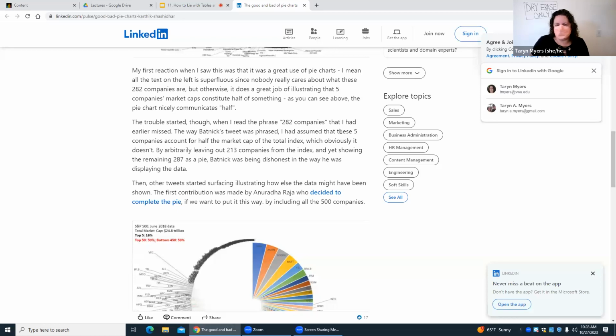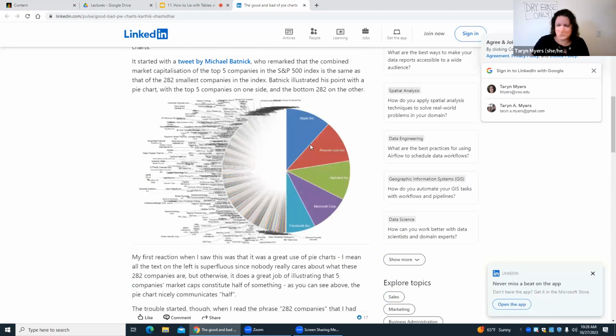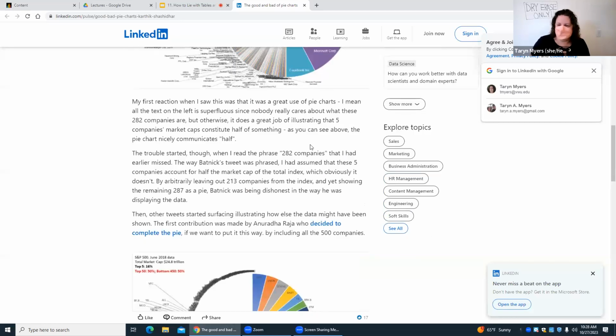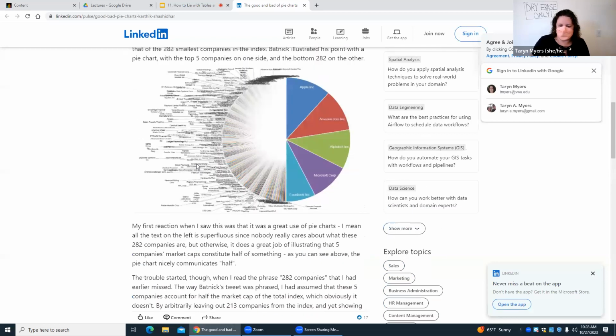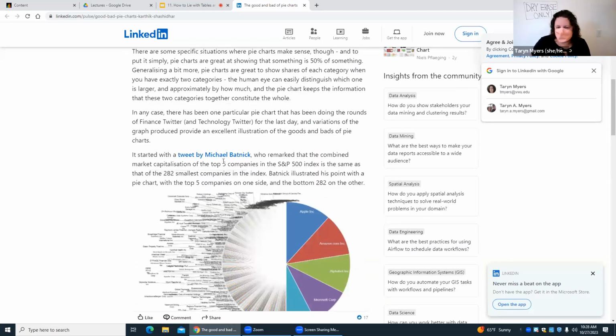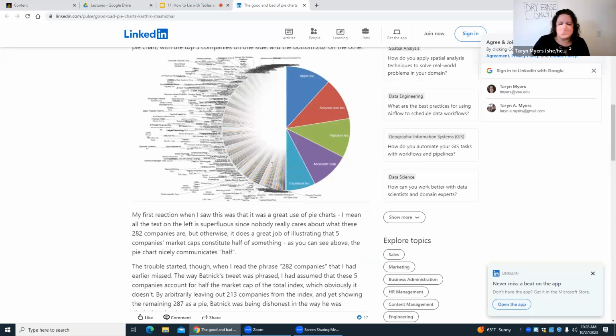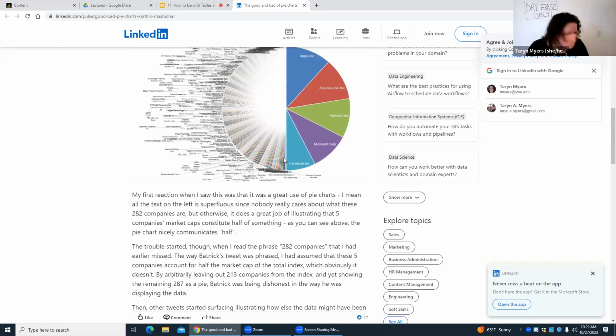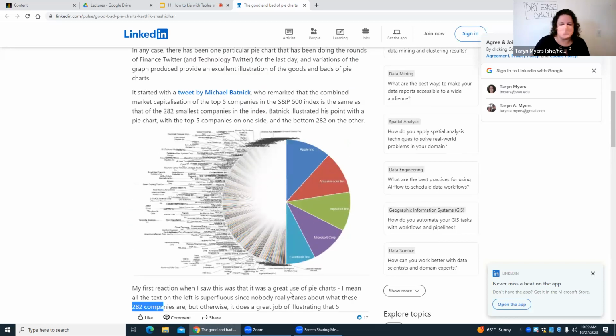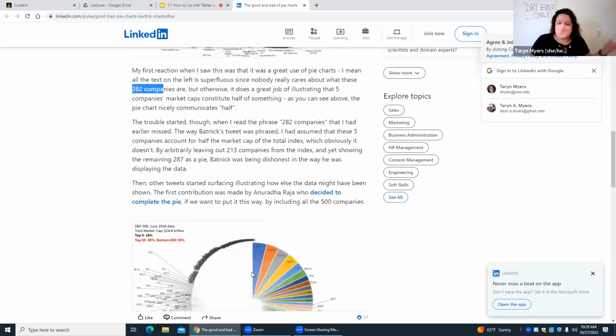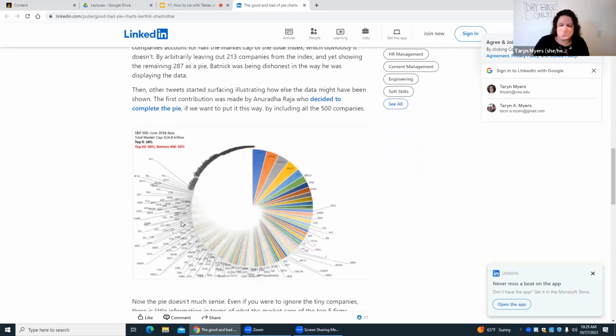So he thought that these 5 companies that are over here account for actually half of the market, but in fact, they're looking at the S&P 500, and they're not including all 500. They're only including 282 companies, so they could sort of make a false equivalency that makes it look like they have half of the market share. That's also weird, right? So he redid it here. And what it would look like if you actually included all 500, right?